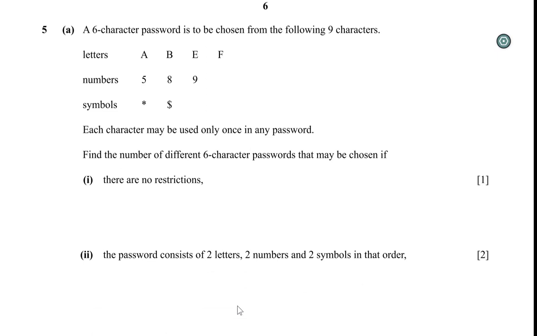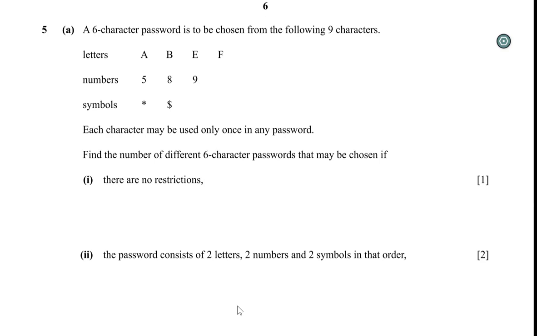A 6 character password is to be chosen from a 9 character set. So we have letter, we have number, and we have symbol here. Each character may be used once in any password. Find the number of 6 character passwords that may be chosen if there is no restriction. So we have 9 of it. We want to choose 6 and no restriction.